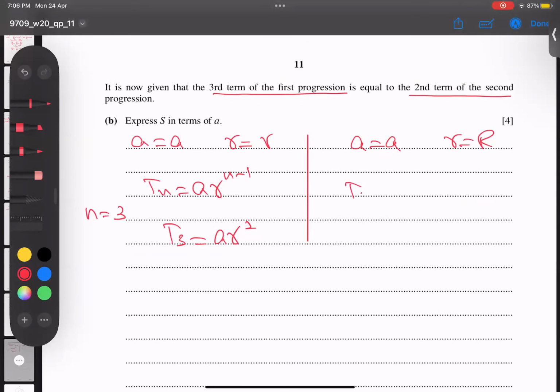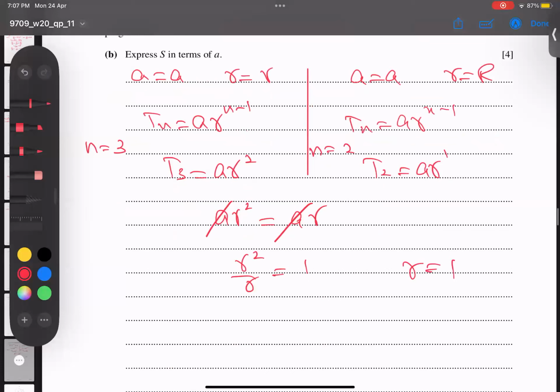But what is this formula? a r to the n minus 1 is the second term. So replace every n by 2. So T2 equals a r to the power 2 minus 1, which becomes 1. And now he's saying they are equal. If they are equal, put them equal to each other. a r square equals a r, and a r cancel out. So r square by r equals 1, and the r value becomes 1.